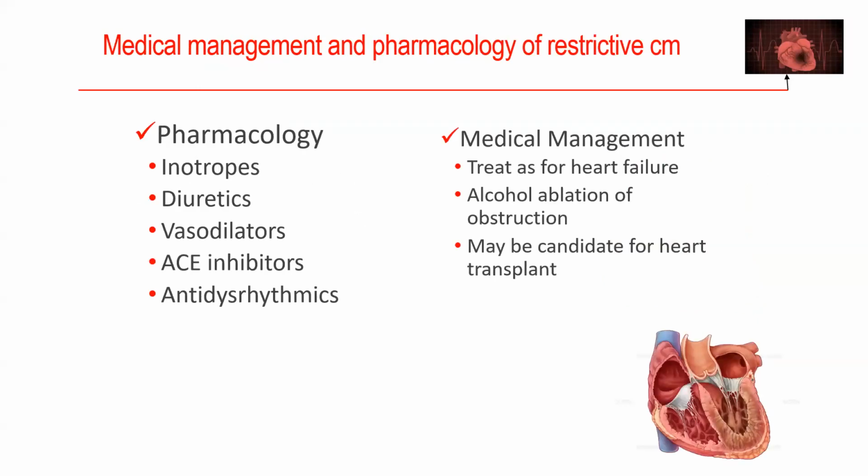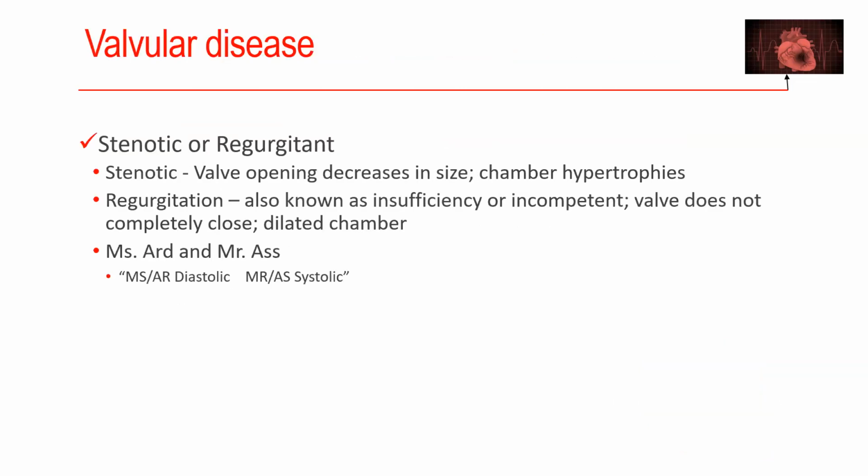So again, it looks very similar to what we talked about before, except now I'm going to give inotropes plus diuretics, plus vasodilators, plus ACE inhibition, and I've got to control the process of dysrhythmia, because that's going to be a really significant issue. Typically, we're going to treat these patients like they have heart failure. If they've got any kind of obstruction, we may do some alcohol ablation, but that's not really very common anymore. Most commonly, we're going to try to manage them medically and consider them for heart transplantation.